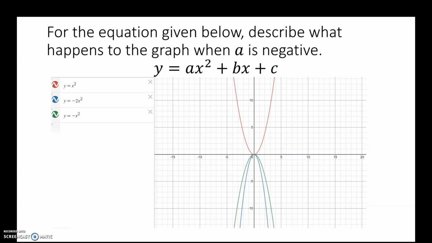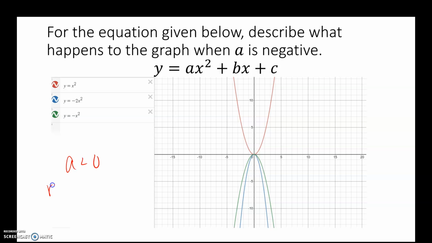All right, I did the same thing for the next prompt. Describe what happens to the graph when a is negative. So in red is x squared. In green is negative x squared. In blue is negative 2x squared. So when a is less than 0, that's another question that I have you answer on the form. What happens to the graph when a is equal to 0?